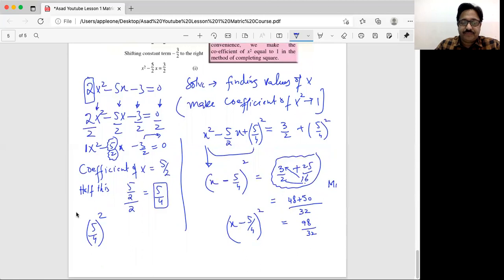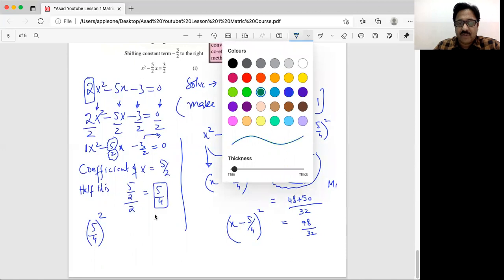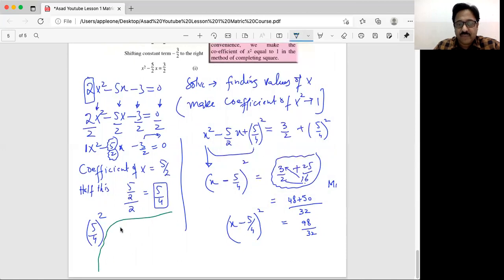Now for method 2, how I get this thing, I'm doing method 2 now. Look at method 2, please. I'm using green color. 3/2 and 25/16. Method 2 is make the denominator same. This is 16, multiply 8 here, multiply 8 here. So 24/16 and plus 25/16. Now LCM is same, 16, 24 plus 25. I get here 49/16. So that's the result.